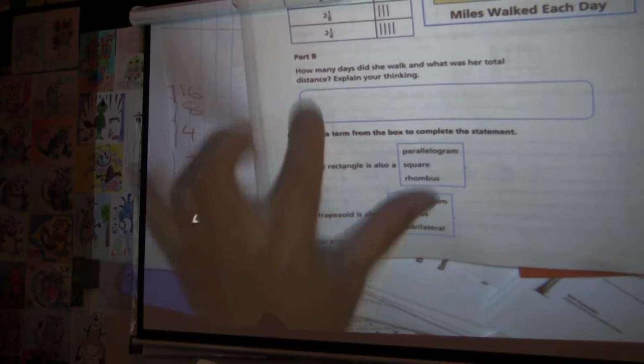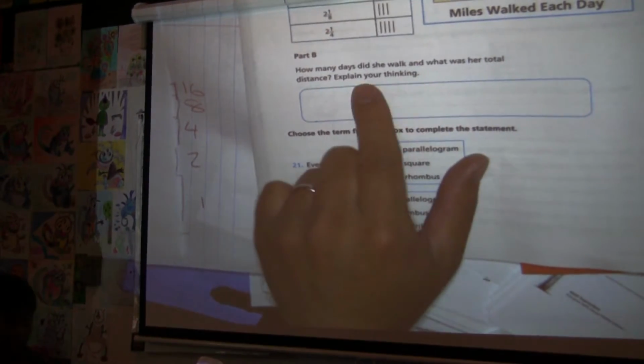Alright, raise your hand if you did not get that entire thing correct. Fortunately for you, this is 1 point each when we do the test. So if you screw up, you're only going to screw up 1 or 2, not all of them at once. Alright, how many days did she walk in? What was her total distance?